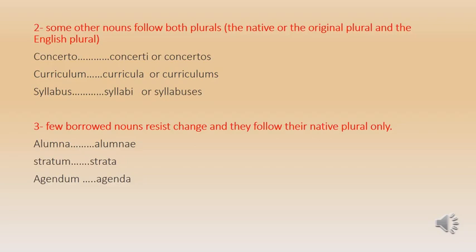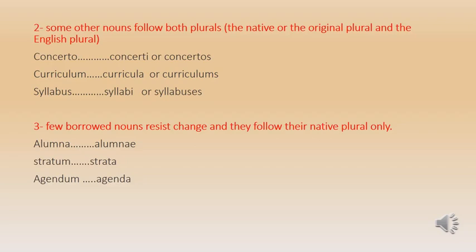Another example is curriculum. Curriculum can be made plural by following the native plural system by saying curricula. We delete the UM and we add A, so it is curricula. Or by following the English plural system, by adding the S plural, so it is curriculums. We just add the S plural. So we have both plurals for curriculum, curricula and curriculums.